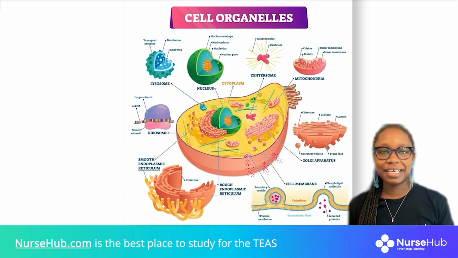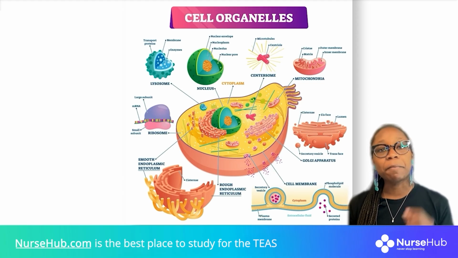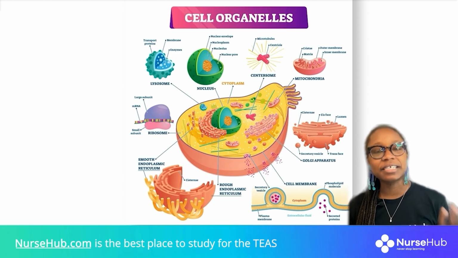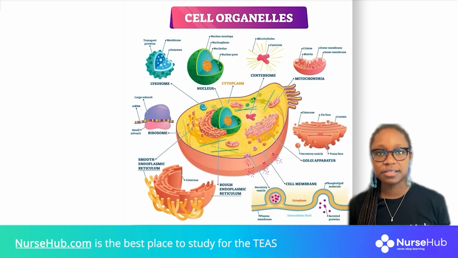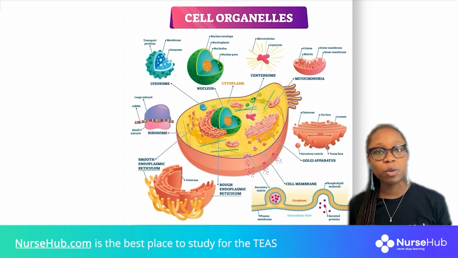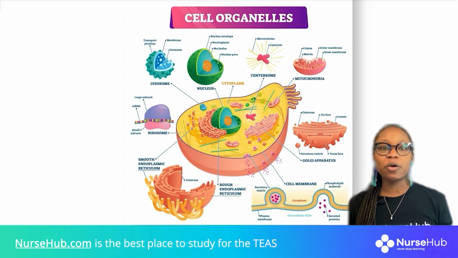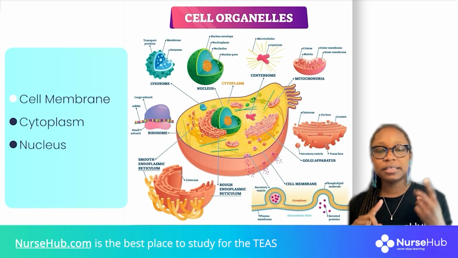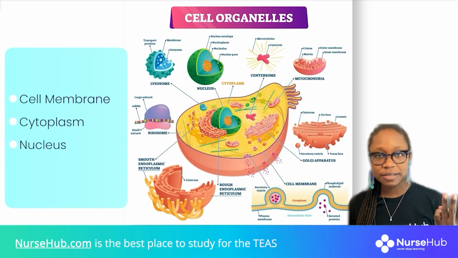Every living thing is made up of cells. Cells are essentially the building blocks of every living thing. They're the building blocks of life. They have some basic parts in common, although they come in different sizes and different shapes and they have different functions. There are some things that all cells have in common, and that's what we're going to focus on here for the TEAS 7 exam and what the exam will actually quiz you on. So there are three main parts to every cell. There's the cell membrane, the cytoplasm, and the nucleus.